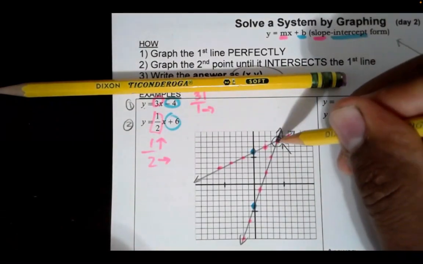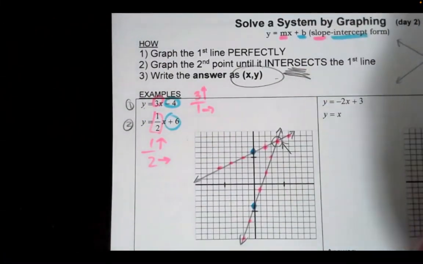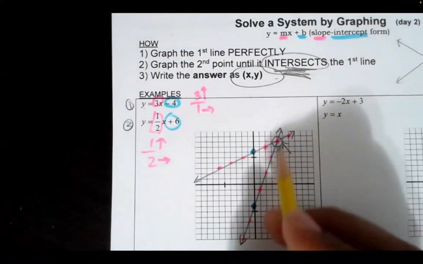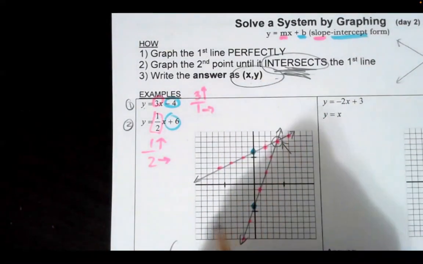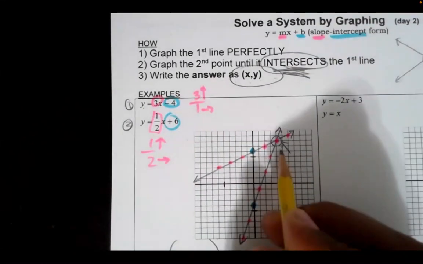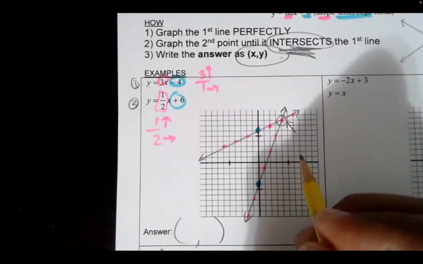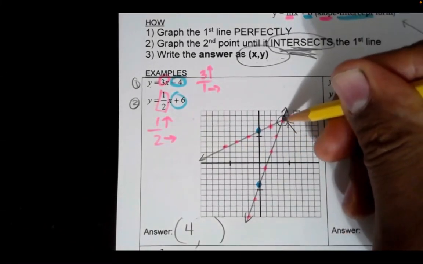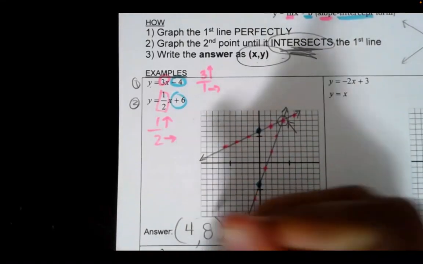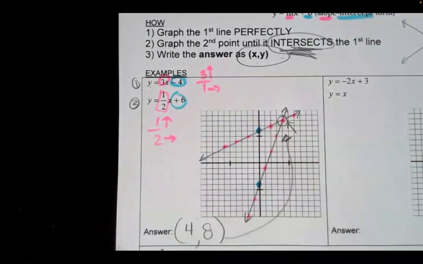Where the 2 lines cross is called the point of intersection. And remember, we write that as an x and y value, or coordinate. To get to that point, I go over 4 to the right, that means the x value is 4. And then to get up to that point, it's 8, so the y value is 8. And that is my answer. That's the final answer we're looking for, that point right there.